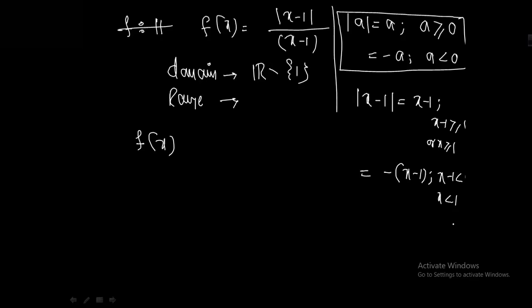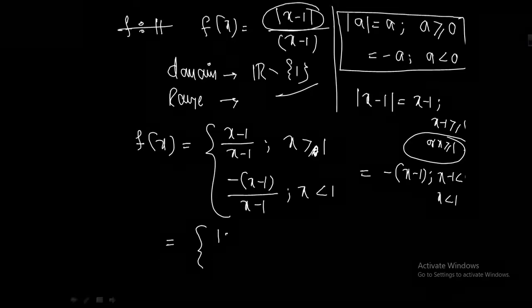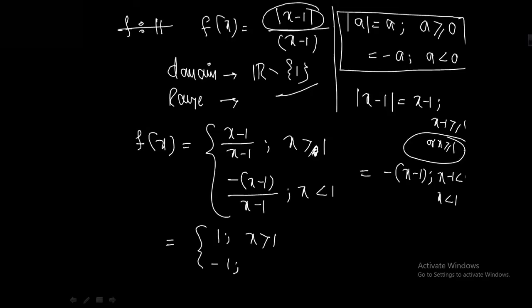So if you choose any value for x which is greater than or equal to 1, then f(x) can be written as mod of x minus 1 will be x minus 1 if x is greater than or equal to 1. See, this will be minus of x minus 1 by x minus 1 if x is less than 1. Equality তো হবে না কারণ এখানে 1 নেই, x greater than 1 or x less than 1. So this will be 1 if x is greater than 1 and this will be minus 1 if x is less than 1.